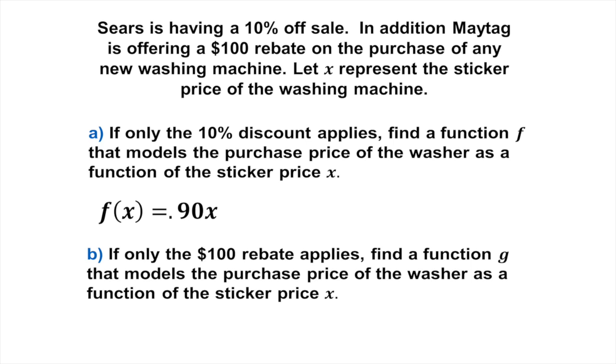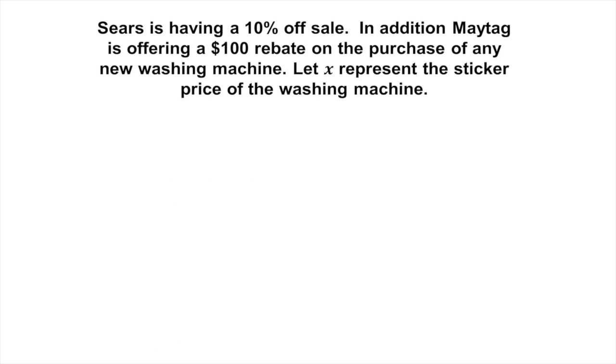All right, now what if we just did the rebate? x is the price of the washing machine. The rebate's $100, so that would be g of x equals x minus 100. Okay, so the question is, they're having this sale. This is the price of the 10% discount. This is the price with the $100 rebate.